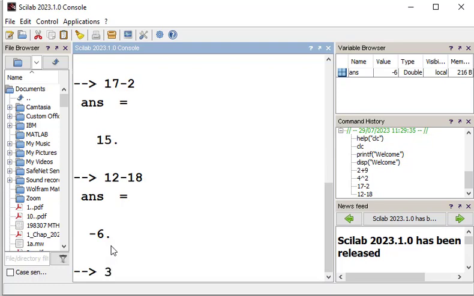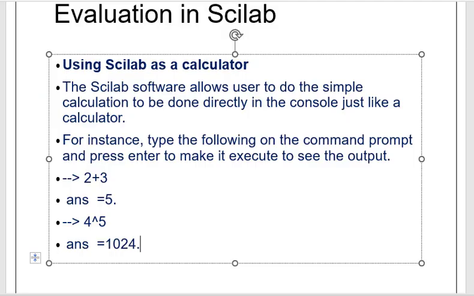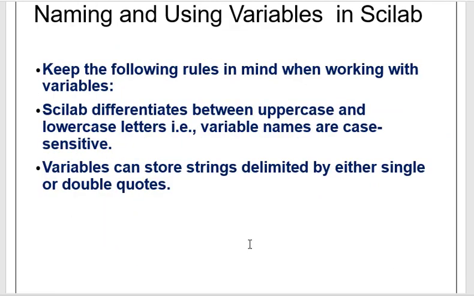How to multiply? We have the asterisk symbol with shift 8. So asterisk is for multiplication. If I write 3 into 12, the product is 36. What next? Division, right? 12 divided by 2 is 6. Right? So these are the basic mathematical operators that can be handled directly without any proper syntax to learn.